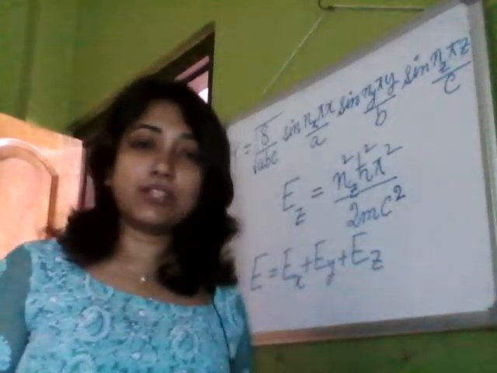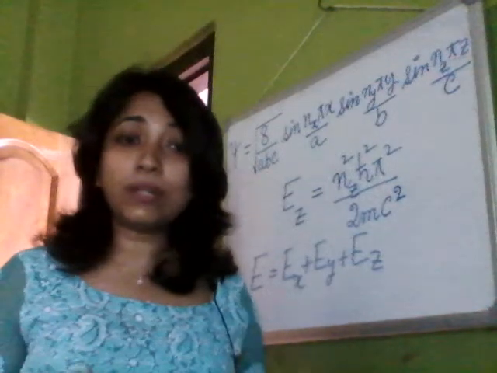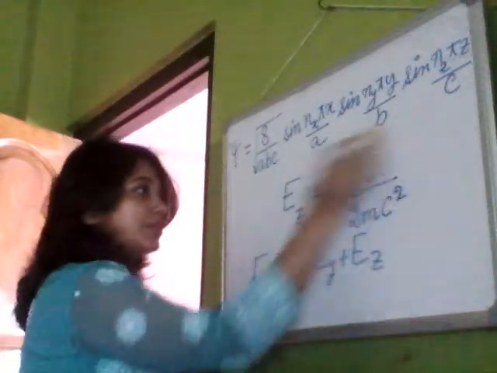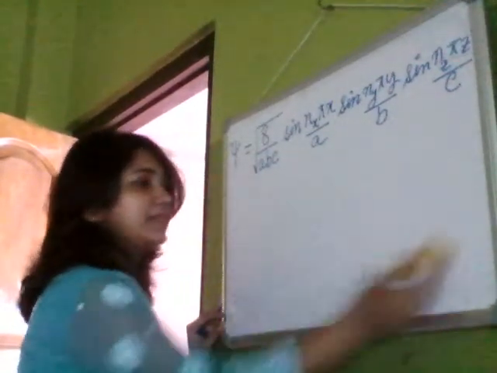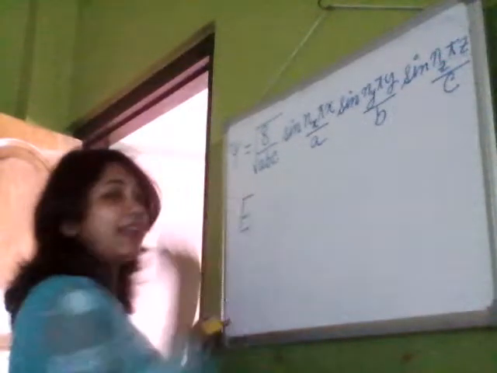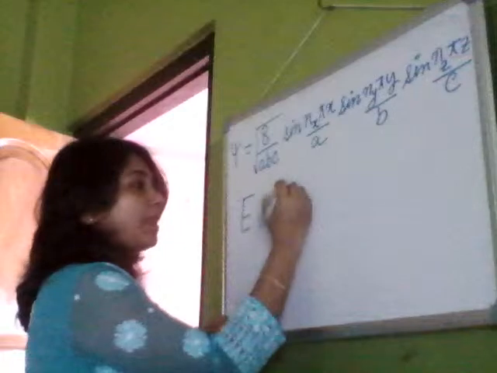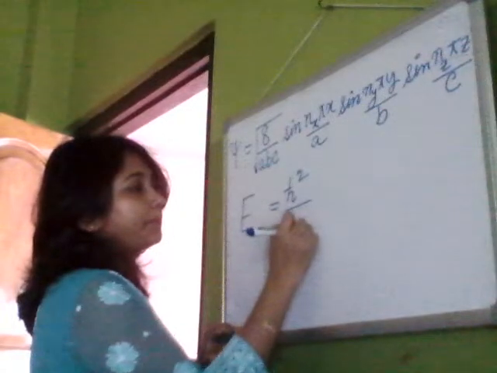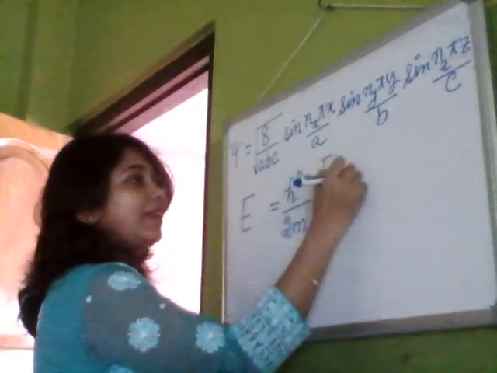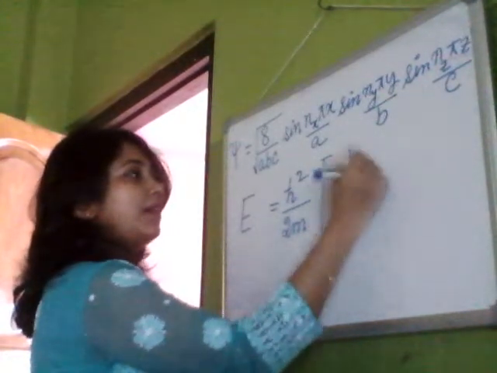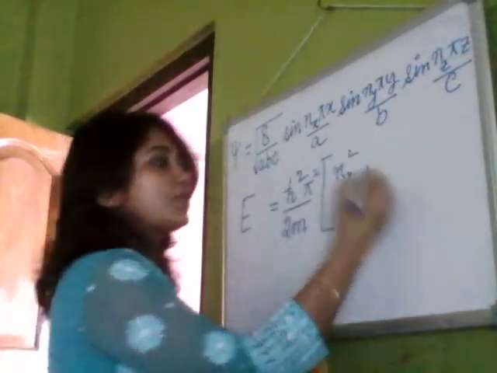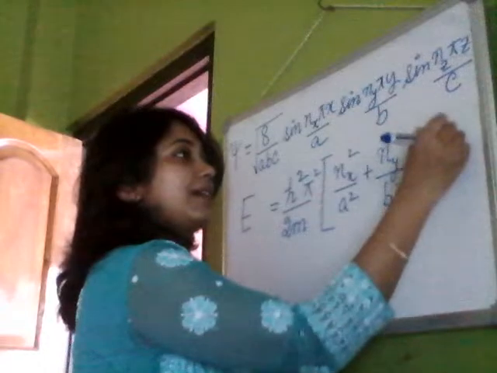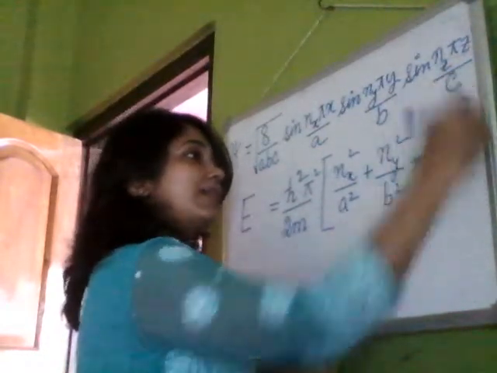Fine? So now, let us summarize and write down the total energy of the particle. We will just sum up all the three contributions. And please write with me. It will be good for you. I can write the total energy as, I will take the common terms together, h cut square pi square by twice m, times nx square by a square plus ny square by b square plus nz square by c square.